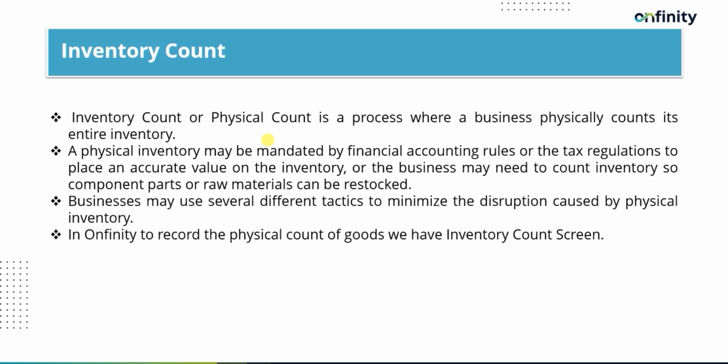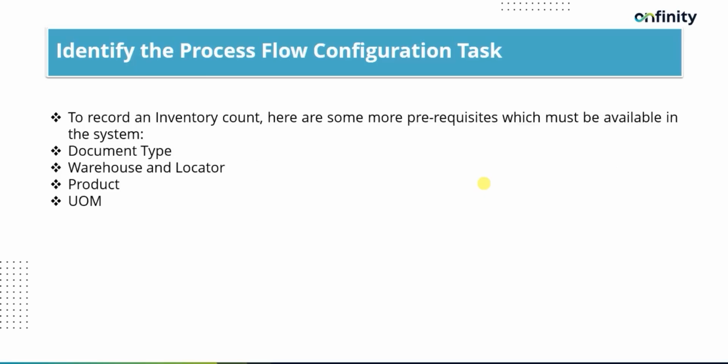In Onfinity, to record the physical counts of goods, we have the inventory count screen. The inventory count screen allows you to record physical counts in a structured way, helping minimize discrepancies while ensuring data accuracy across the system. Let's now move to identify the process flow configuration task.